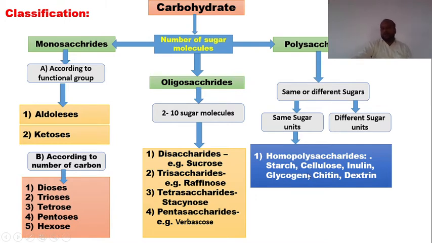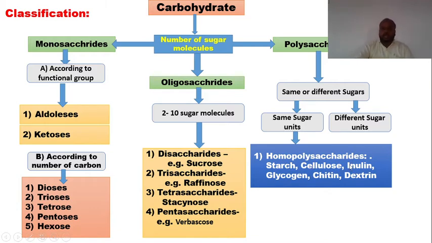That means there is only a single type of sugar molecule. So they are designated as a homopolysaccharide. Homo means similar. There are many monomers of sugar units, but these sugar units are of a single type or the same. Therefore, it is called a homopolysaccharide.